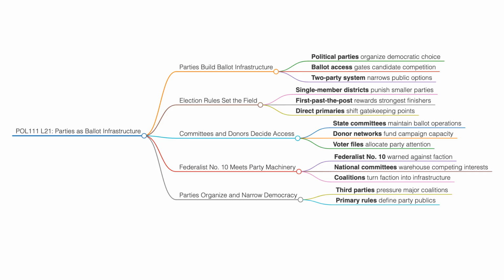The civic problem is that parties solve a real problem by creating another one. A mass democracy without parties would drown in names, issues, factions, personalities, interest groups, donors, local demands, and policy claims. Parties simplify that chaos. They tell voters which candidates belong to which coalition.